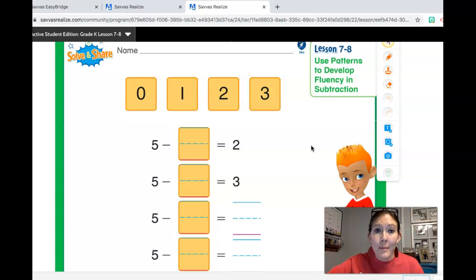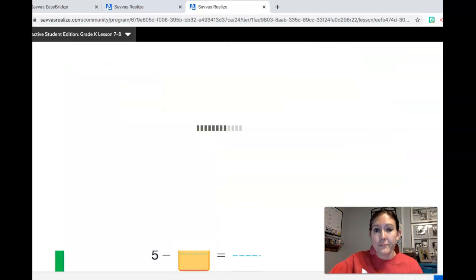We've been learning a lot about subtraction and how that means to take away or to separate numbers. Today we're going to take a look and learn that in subtraction there are also patterns. Let's see if you can find some. This page we are actually going to skip, so you can go ahead and flip this page to the back.